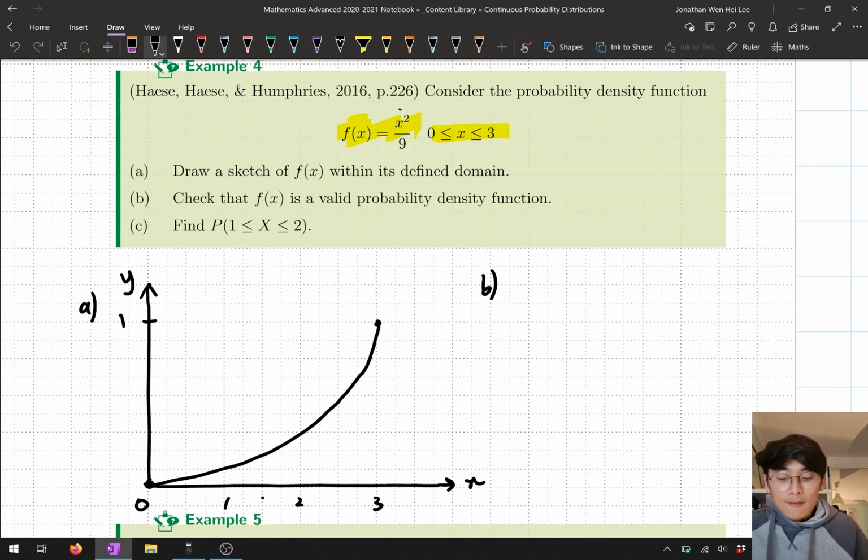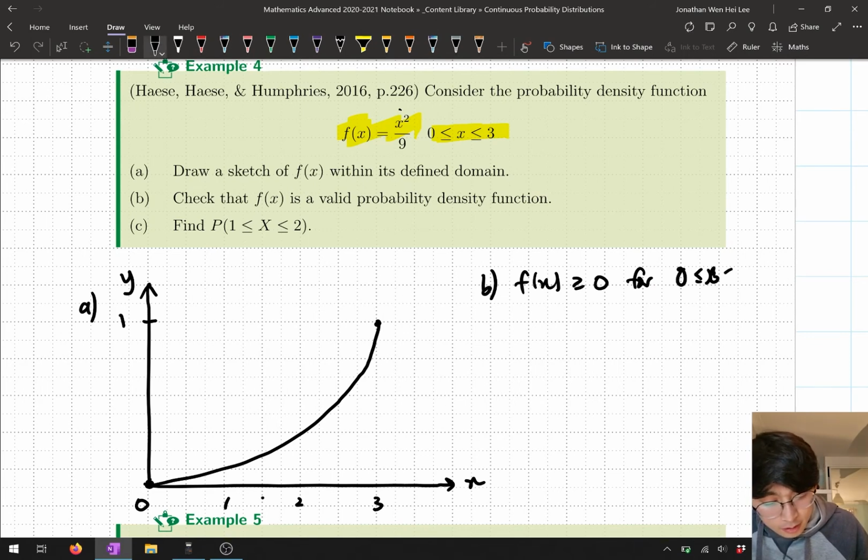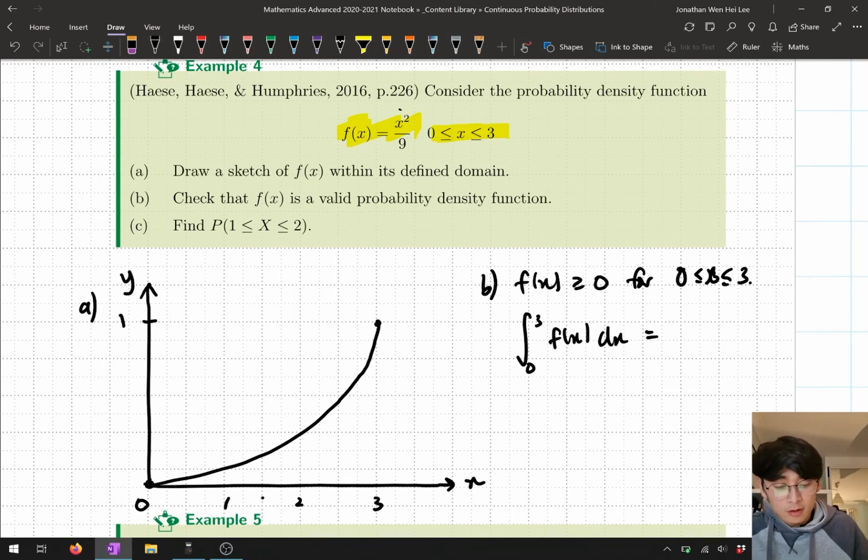Part B. Check that f of x is a valid probability density function. Okay, two conditions here. First, f of x is greater than or equal to 0 for all of my values on my domain. If you have a look, it's above the x-axis, so f of x is greater than or equal to 0 for all x, for 0 ≤ x ≤ 3. So that's my first condition, that ticks off. The other thing is when I integrate this between the two limits of my domain, that needs to equal 1. So what I want to check here is whether or not this is true: the integral of this function between 0 and 3 is equal to 1.